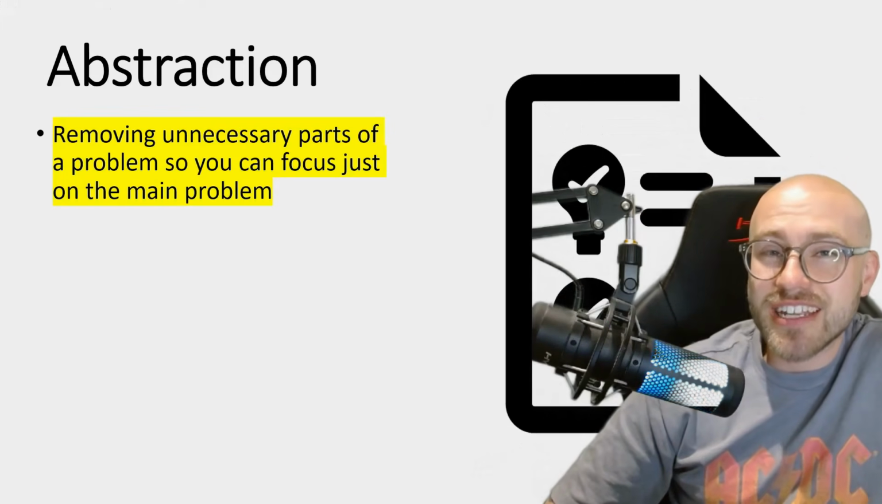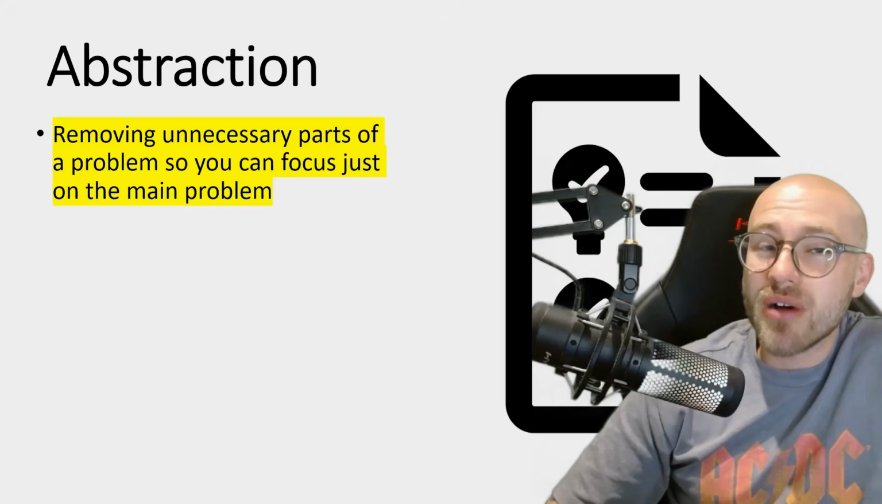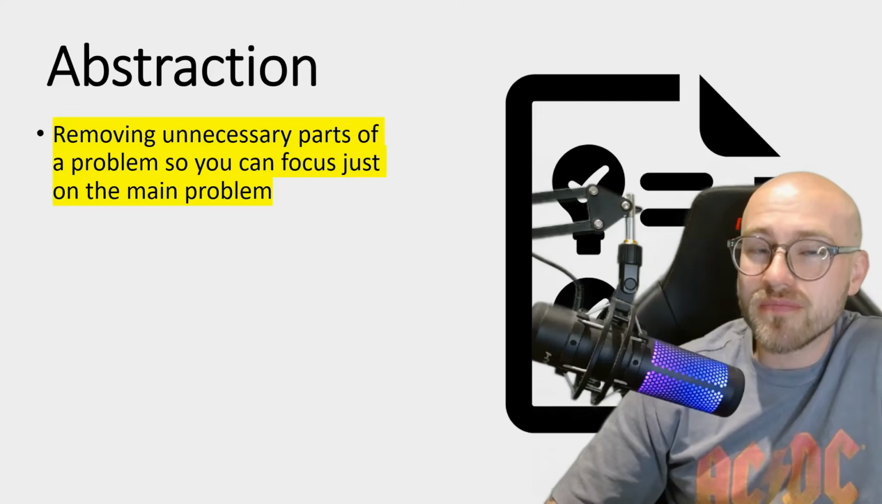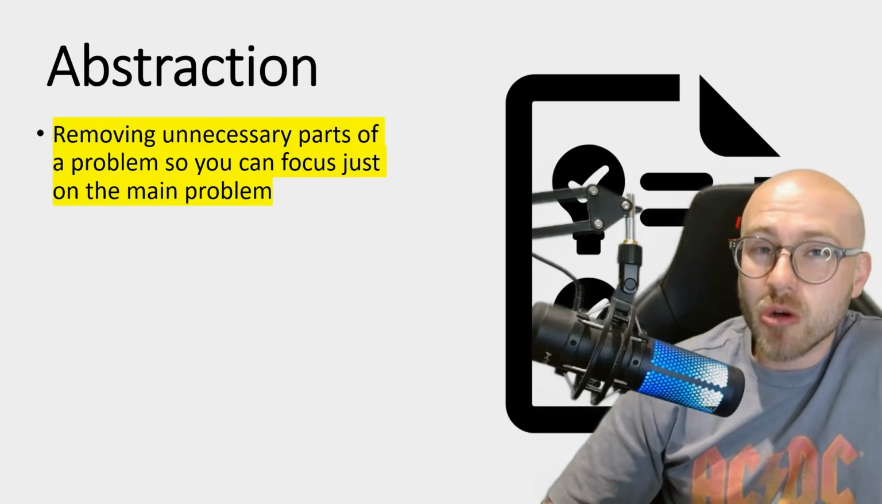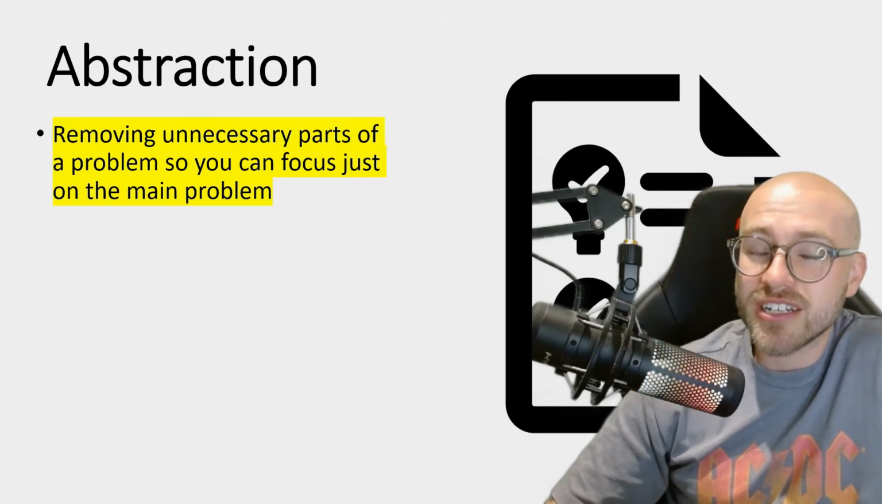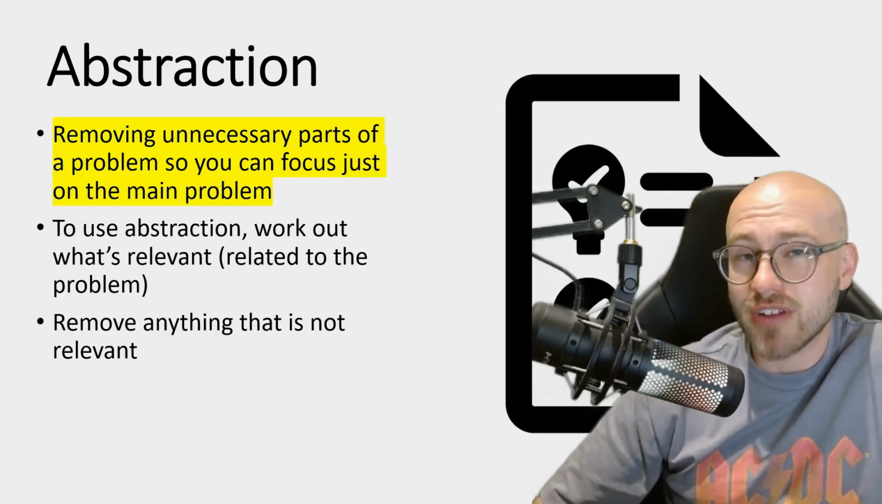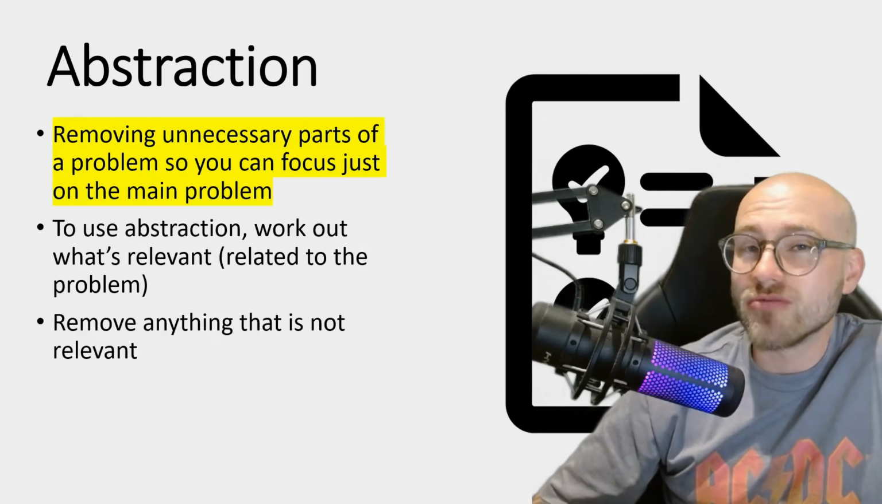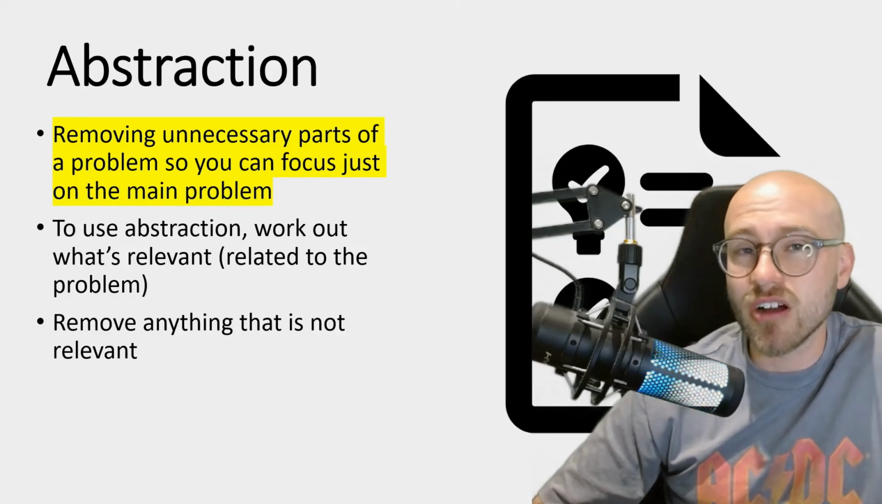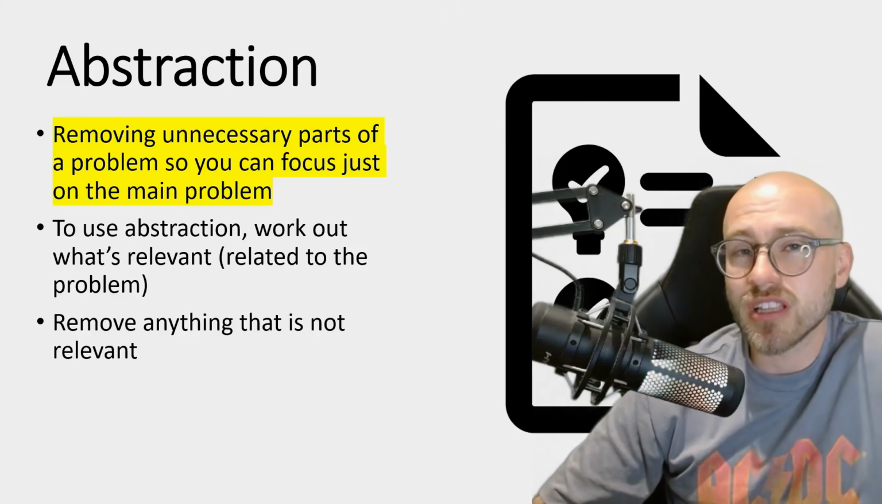So the first fancy word we're looking at is something called abstraction. And as a definition, it's removing unnecessary parts of a problem so that you can just focus on the main problem. Now that's a really common question that comes up on your paper 2 exam as a definition. It's usually a 1-mark question and this is the answer. So to actually use abstraction, you need to work out what is relevant in the problem and then what's not relevant. So you get rid of anything that's not relevant and then you can just focus on the main problem.